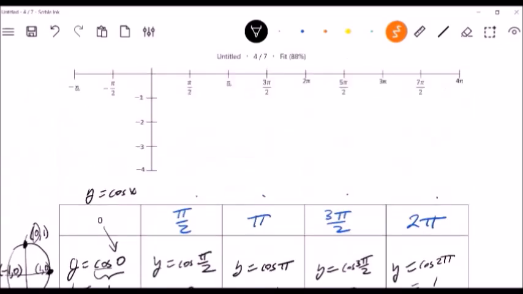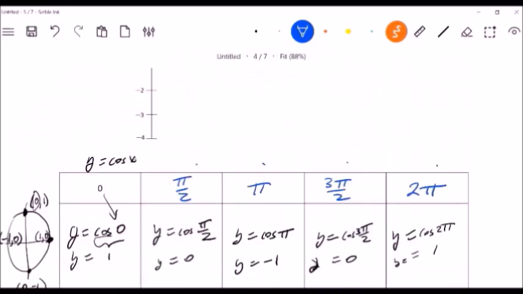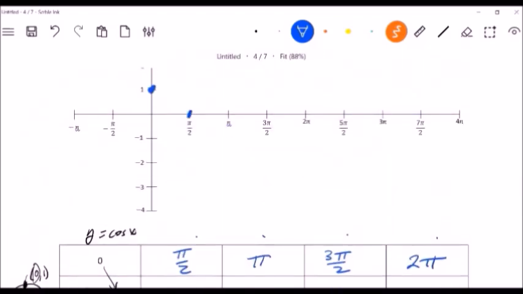And now let's graph these. 0 and 1. Do that in blue. At pi over 2, it's at 0. At pi, we're at -1, then we're back to 0, and then we're back to 1. And so that is our curve here. And then we're going to continue it just like the other one, so we get a second period in here.